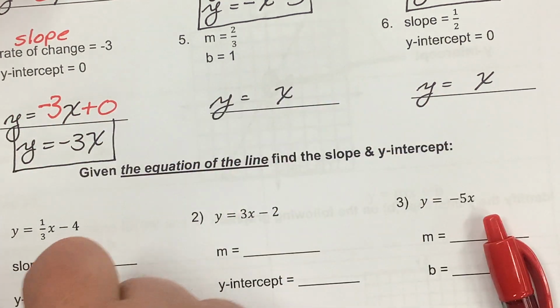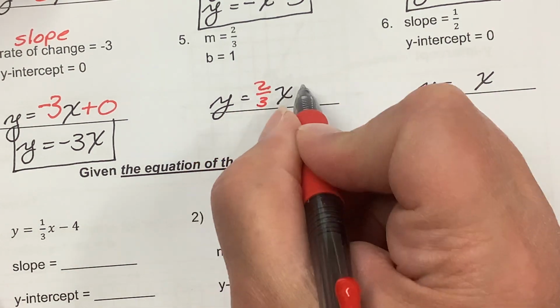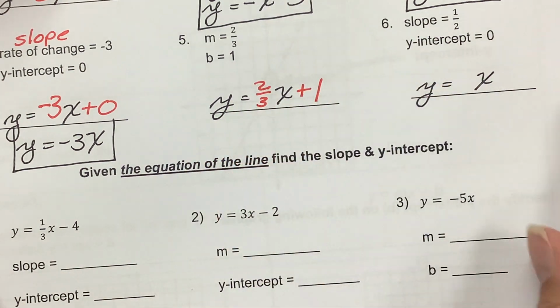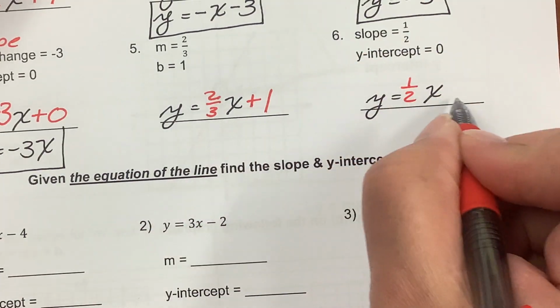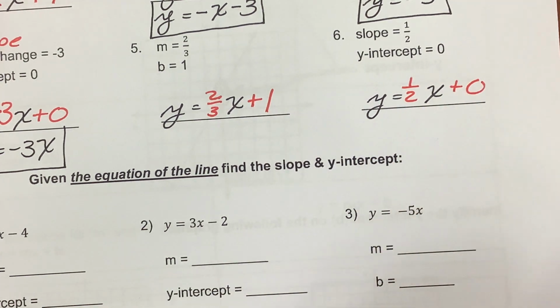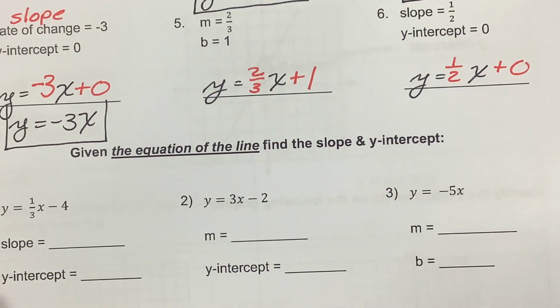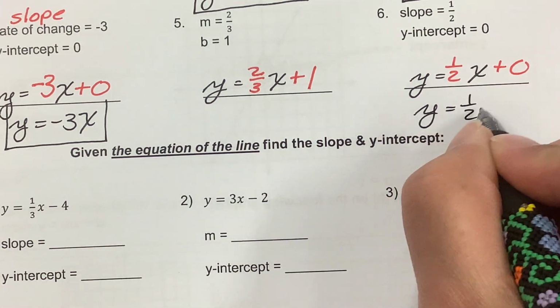For this one, m is 2/3, b is 1. Y equals 2/3 x plus 1. Slope is 1/2. Y-intercept +0. Much like this one, I don't need to write it down, so it's just going to be y equals 1/2 x.